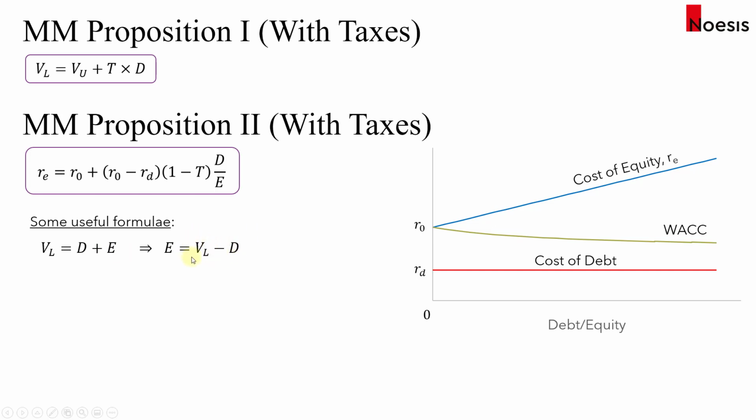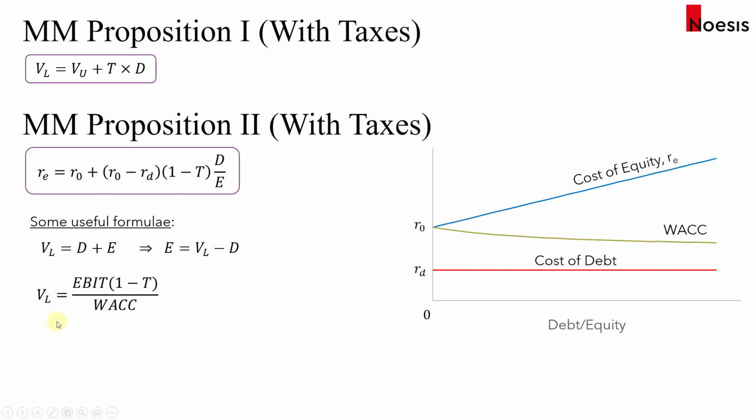Now, the value of the levered firm can be computed using a perpetual formula. So we can just take the EBIT of the company times 1 minus tax rate, and then we divide by the weighted average cost of capital. And of course, the weighted average cost of capital is based on the average of these two costs.